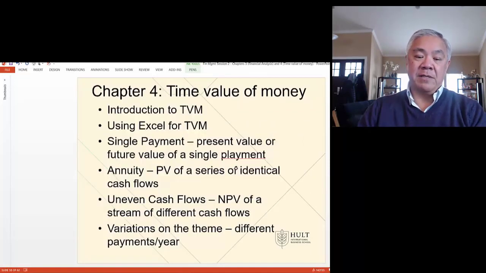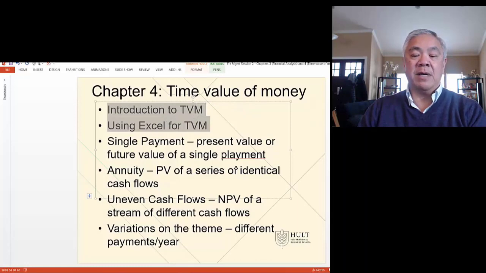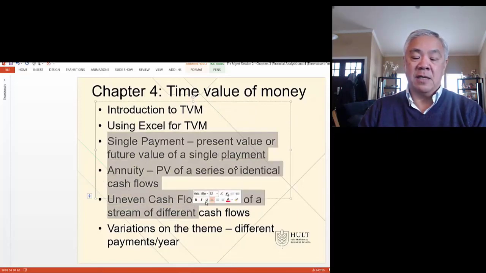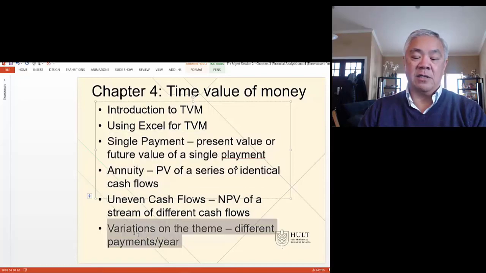All right? Wrapping up this chapter, what we saw first was an introduction to time value of money, which hopefully you agree is common sense, that money is worth more now than later. We then went through a full set of instructions on how to use Excel using either formulas or functions. Then we applied it to 3 kinds of scenarios of single payments, annuities, and uneven cash flows. And then we just did one variation on a theme.